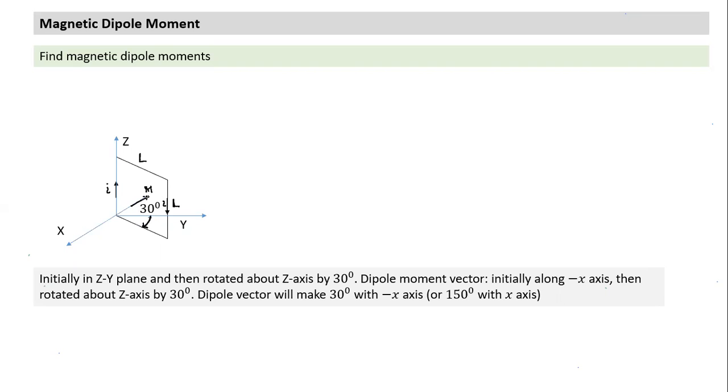The magnetic dipole moment vector also will rotate by 30 degrees with respect to the Z axis. Earlier it was along this direction. It will end up making an angle of 30 degrees with the negative x axis. So the dipole moment vector, initially along minus x axis, when rotated by 30 degrees about the Z axis, will make a 30 degree angle with the minus x axis, or the other way around, it will make an angle of 150 degrees with the x axis.